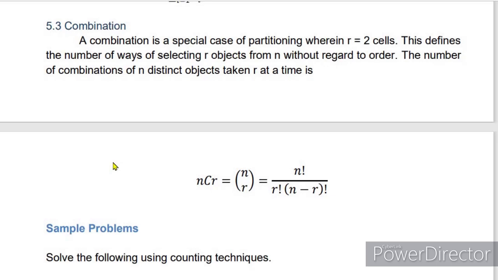N combination R, the matrix N R, is equal to the factorial of n over r factorial multiplied by the factorial of the quantity n minus r. So remember that formula.